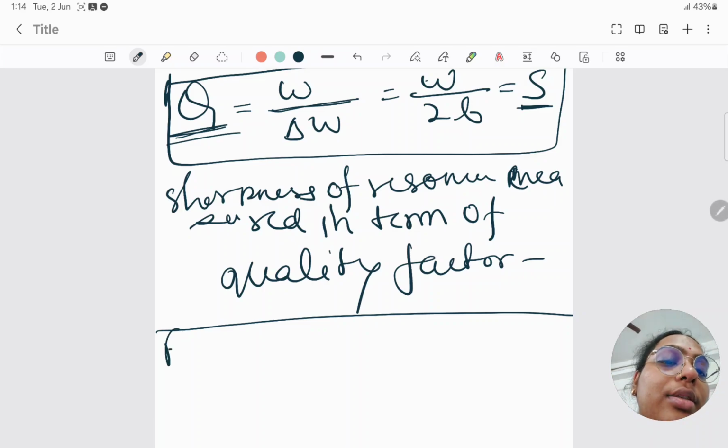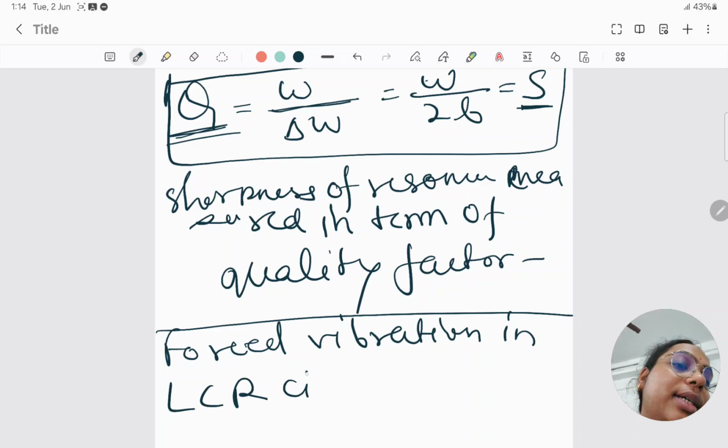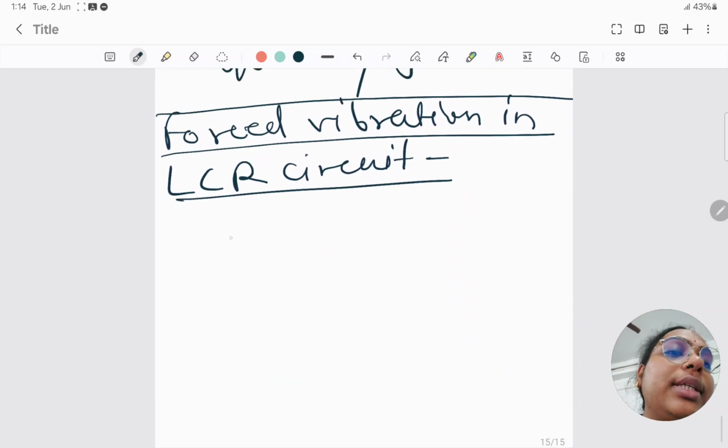Means the forced vibration, and that electrical analogy will be an LCR circuit with an external AC source. So this is the LCR circuit we have already seen.